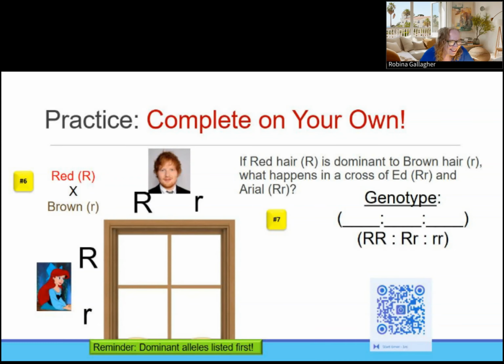I'm sorry. Okay. So this time we have red hair that is dominant to brown hair. So to have red hair, I need to be homozygous dominant or heterozygous, right? To have red hair. To be brown hair, I have to have little r, little r.